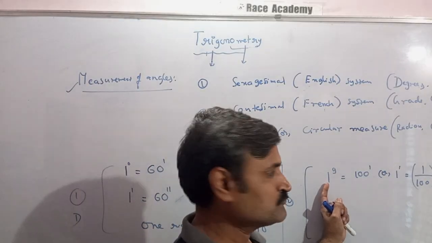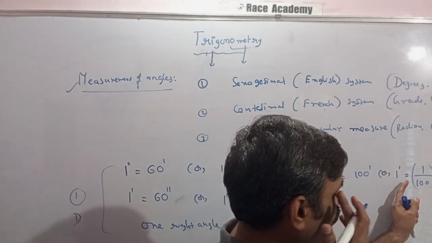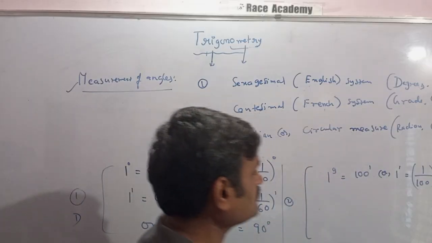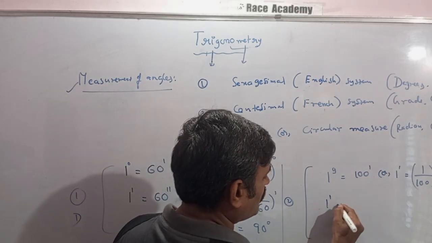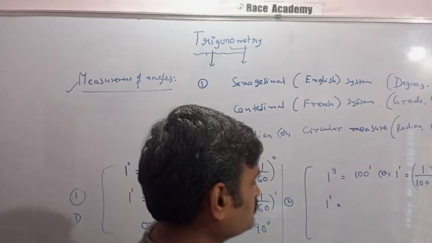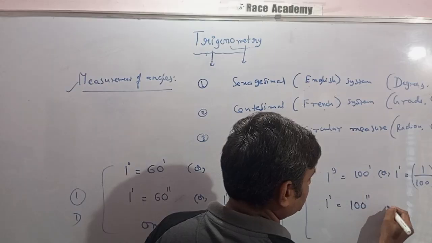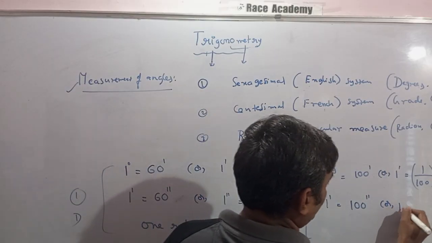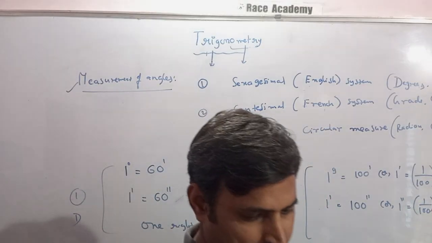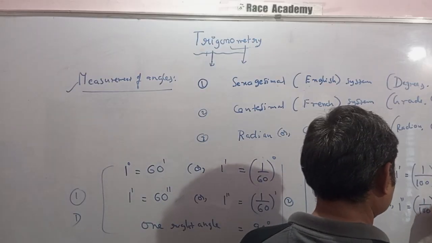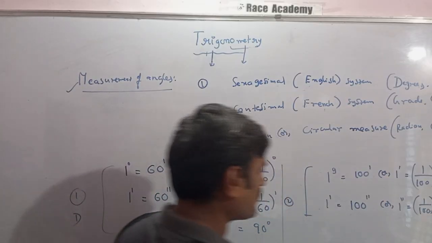So one grade is divided into 100 parts, and each part is called 1 minute. Okay, this is the thing. Next, in the same discussion, 1 minute is equal to how many seconds? In the grade system it is 100 seconds, or 1 second is equal to 1 by 100 minutes. That is the grade system.